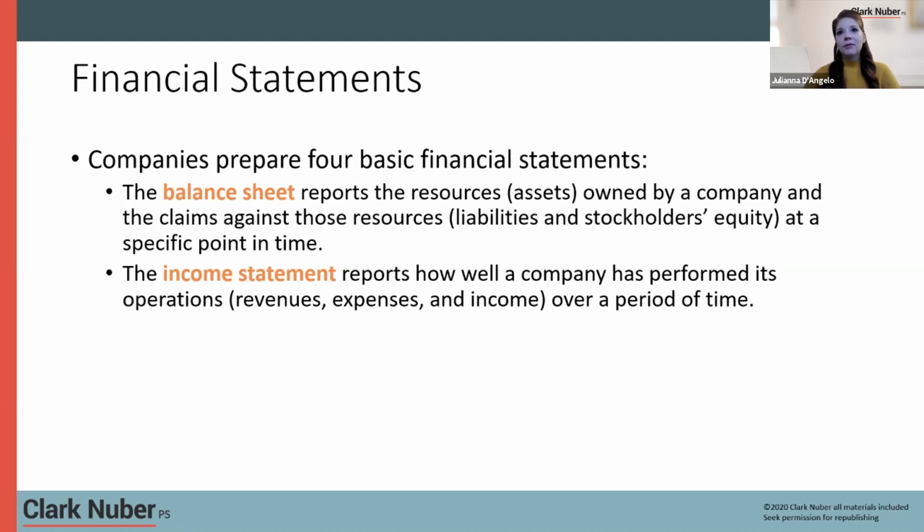The income statement reports how well a company is doing and has performed its operations over a period of time. So you always need a starting date and you always need an ending date. So that's why when you see an income statement, it'll say for the month ended, or for the 12 months ended, or the 18 months ended, depending on what period you're looking at.